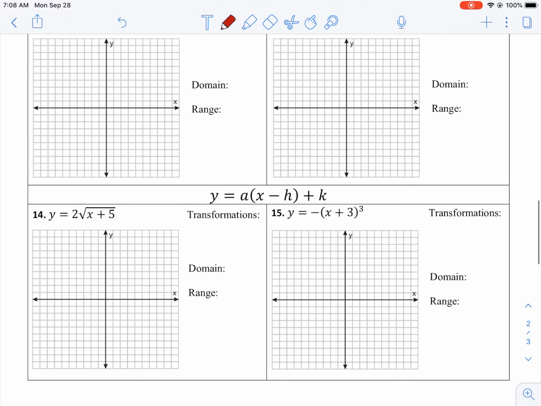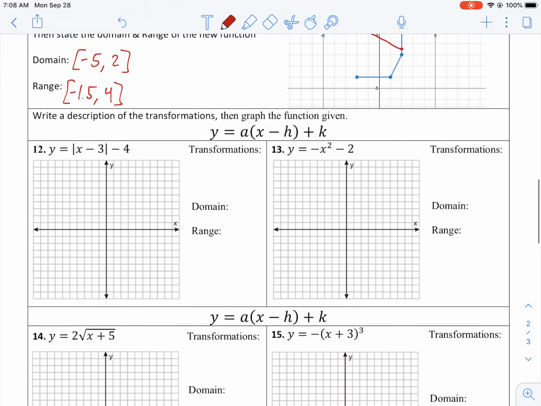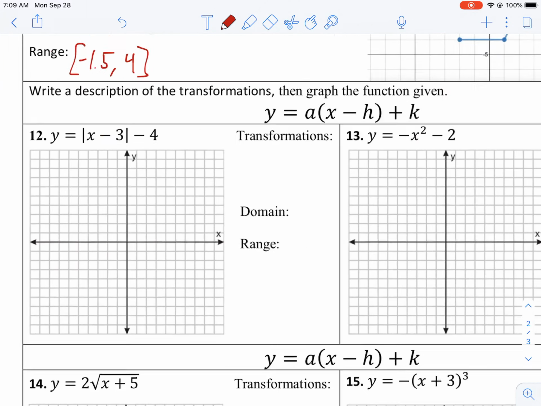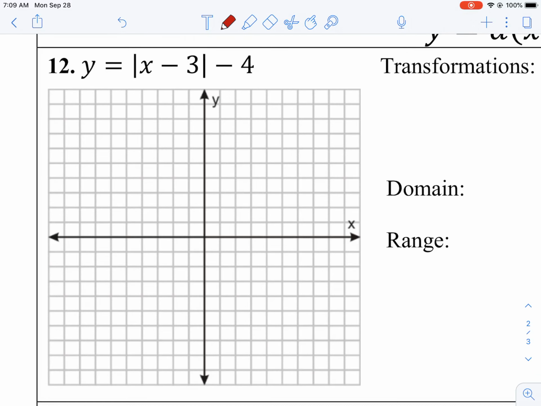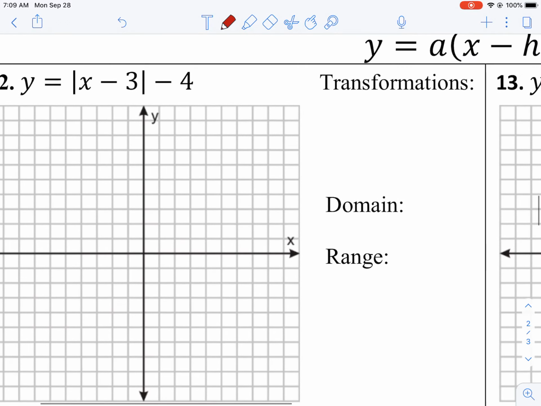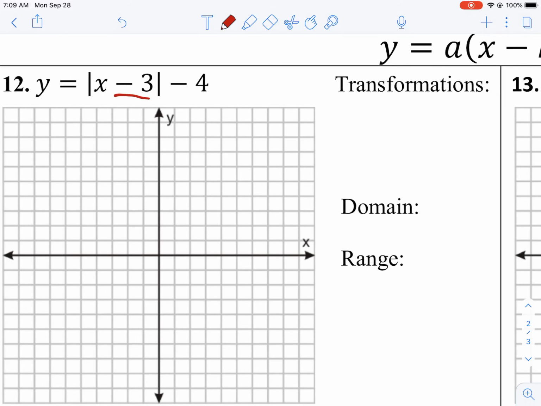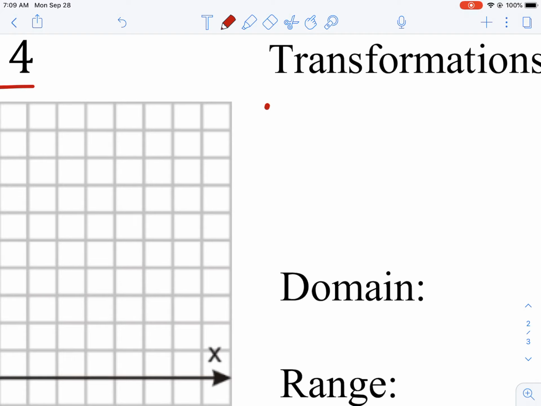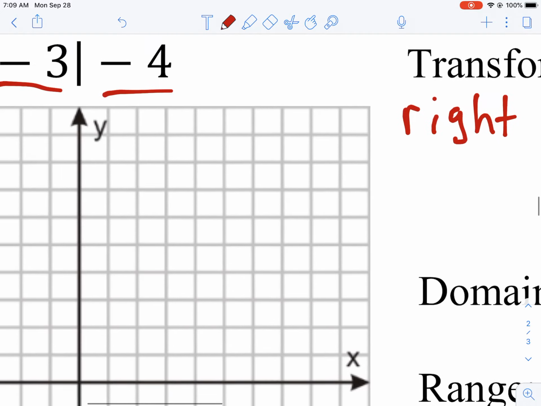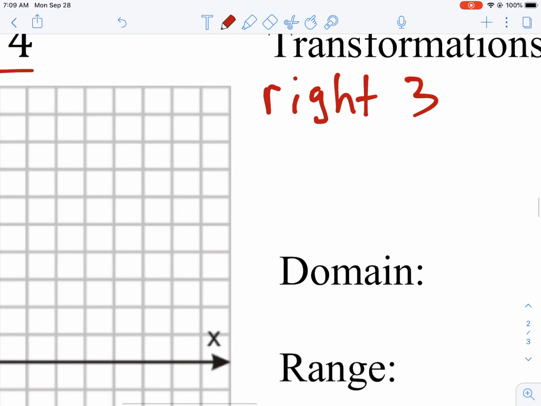Last thing, we are going to do some transformations, okay? Now, you guys can use Desmos to help you do this, and I'm going to show you how to use Desmos on the first one, okay? When we're listing out our transformations, though, we have two transformations here. We have an h value of -3. That means we're going right 3. Then we have a k value of -4, so we're going down 4.